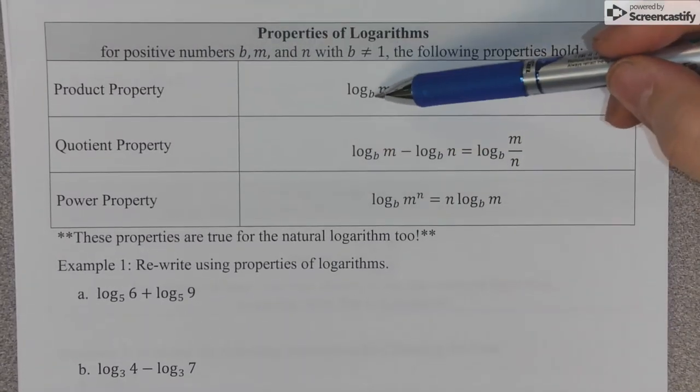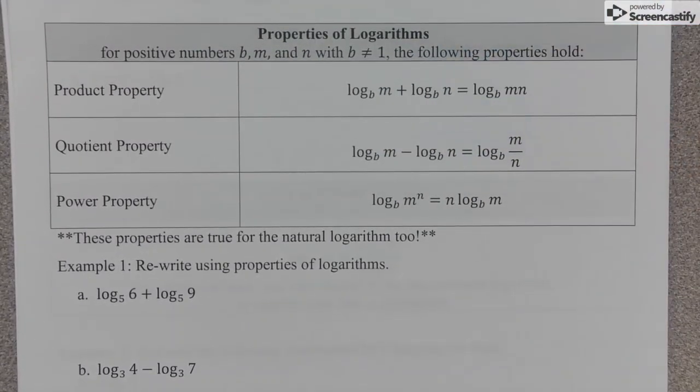The product property: log base b of m plus log base b of n is log base b of m times n. So when you have logarithms with the same base and you're adding, you get log base b of the product of those two, m and n. Quotient property: log base b of m minus log base b of n. When you're subtracting, you divide m and n, so this would be log base b of m divided by n.